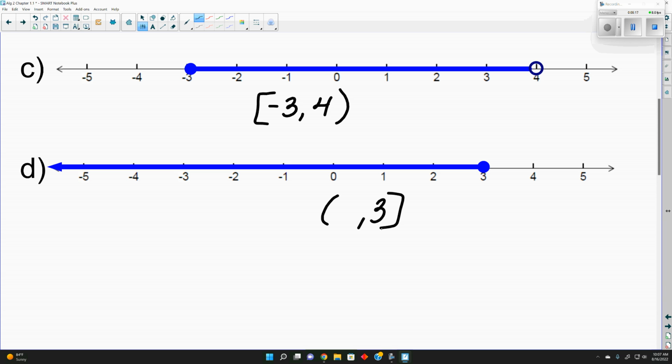So we would have comma 3 bracket because 3 is the biggest number, so it would go on the right, and it would have a bracket because it's included. What would the smallest number, or the number on the other side, be? Negative infinity, because it extends out indefinitely.